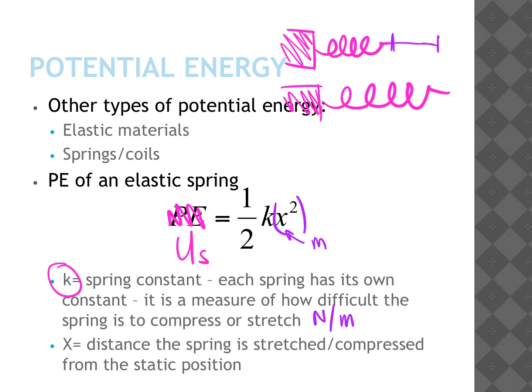And X is meters. Because if we look at the units here, 1/2 newton divided by meters times meters squared, that leaves me with newtons times meters, which is the same as joules. Right? So that's how the unit derivation comes about.